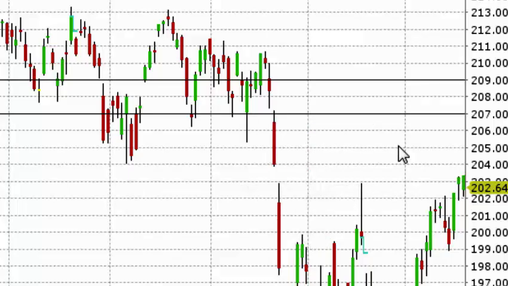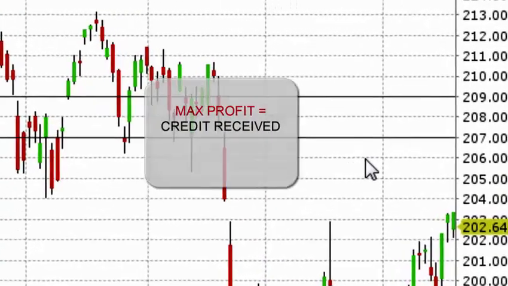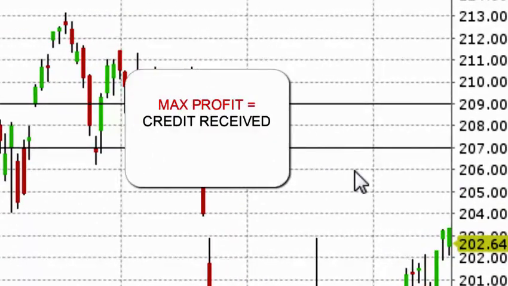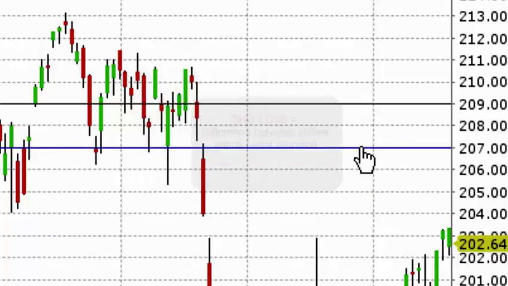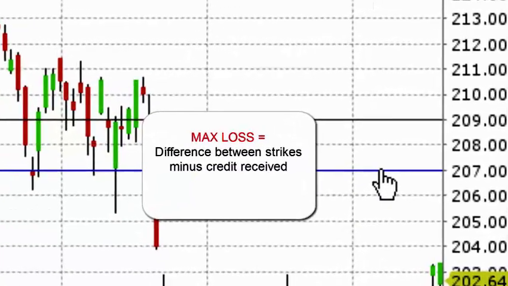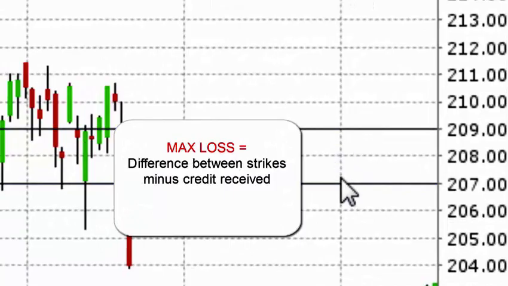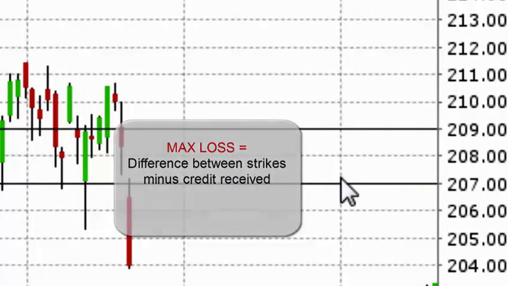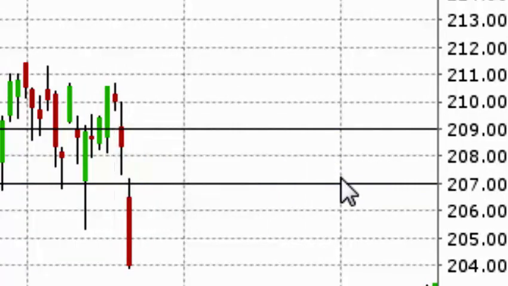So if we were doing this, we might sell the 207 and then we might buy the 209. And we're going to receive a net credit for this particular transaction. That's our max profit. The max profit is the credit you received, and your maximum loss is the difference between the strike prices. So in this case, the difference between 207 and 209 is $2 minus the credit you received. So if you received a credit for 50 cents, for example, your maximum risk here would be 150.